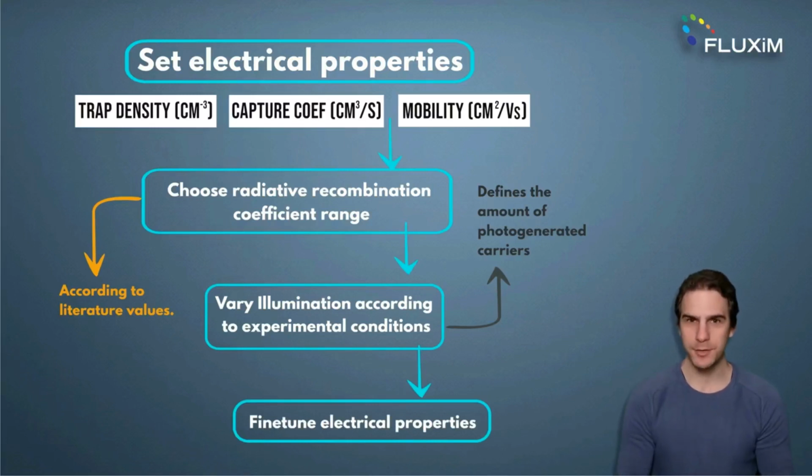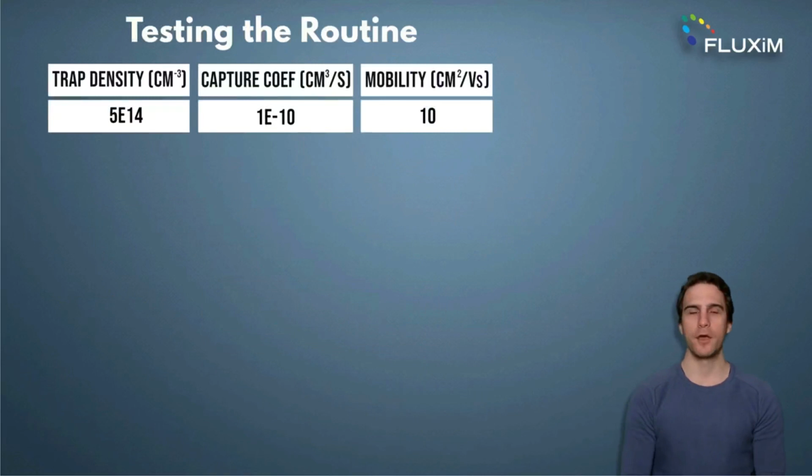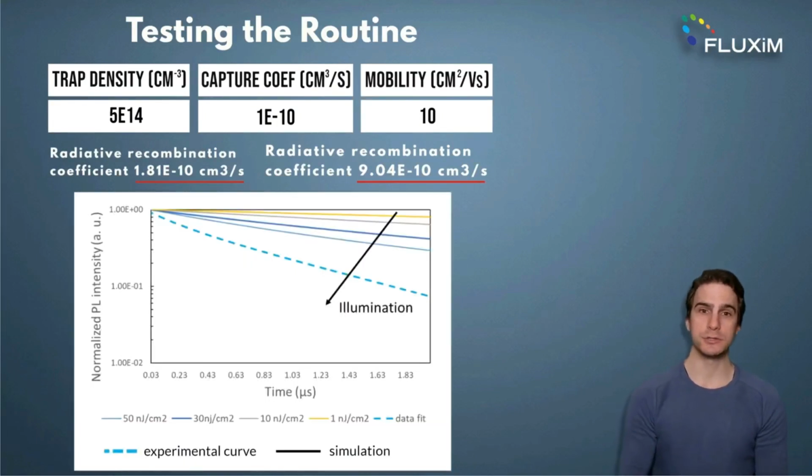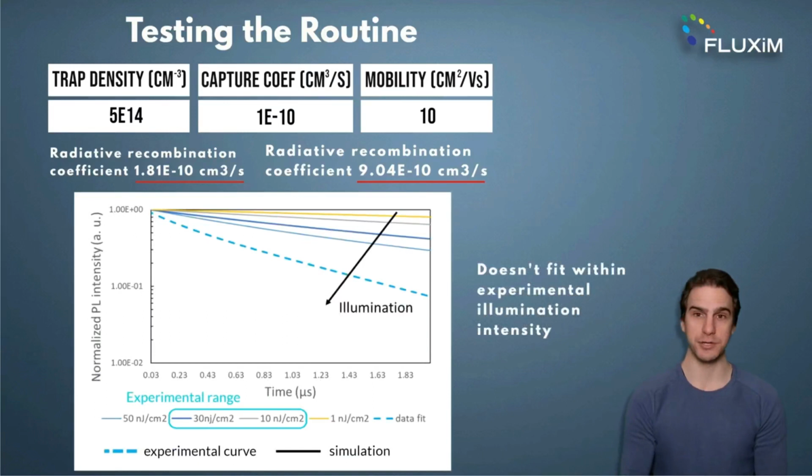How do we know that it works? I'm going to show you. For a good fit between simulated and experimental TRPL, we first set reasonable electrical parameters. The radiative recombination coefficient for perovskite is within 10 to the minus 10, so we chose the lowest and the highest extremes of such range.